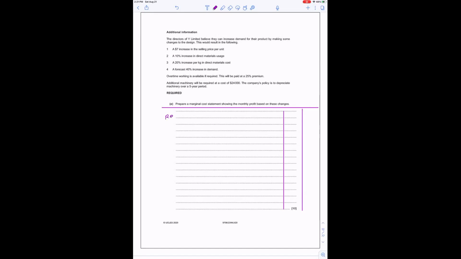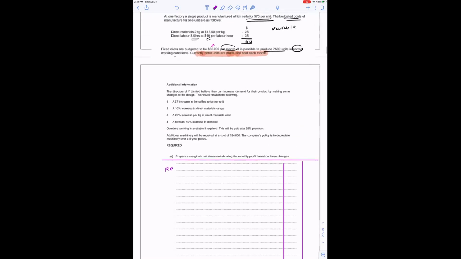Revenue or sales less variable costs will give me contribution. I have to prepare the marginal costing statement. Variable cost is direct material and direct labor.